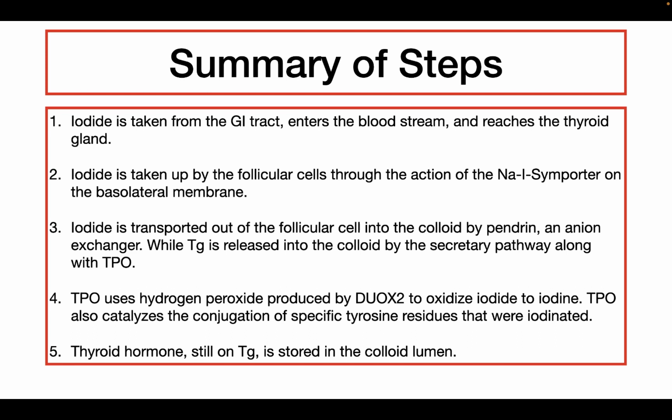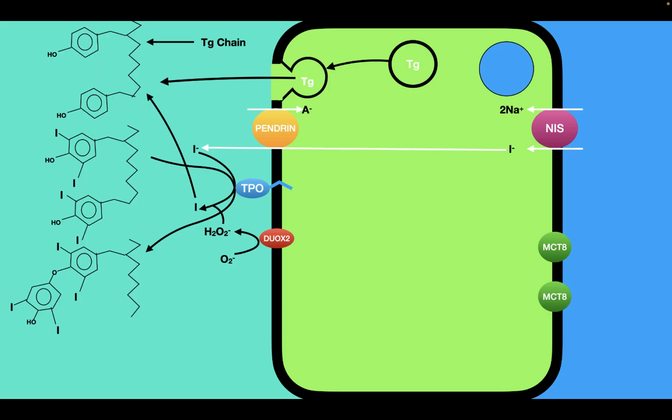TPO uses hydrogen peroxide produced by DuOx2 to oxidize iodide to iodine. TPO also catalyzes the conjugation of specific tyrosine residues that were iodinated. And then thyroid hormone still on thyroglobulin is going to be stored in the colloid lumen. So now what we're going to do is we're going to look at the next set of steps that the follicular cell is going to use in order to secrete thyroid hormone into the bloodstream.